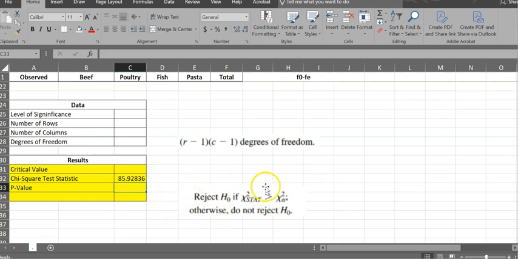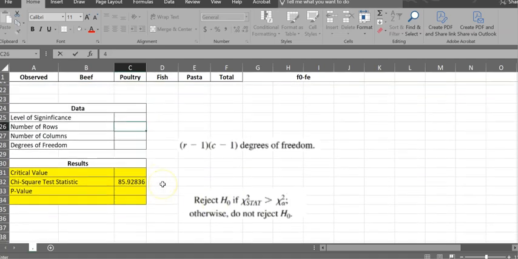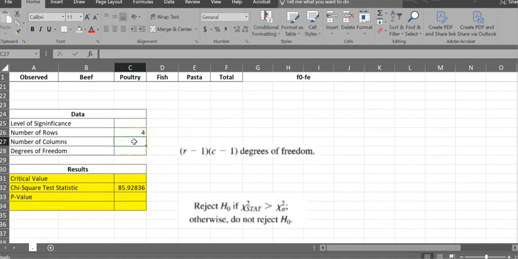So now, before going further, let's fill up this table. So the number of rows, there are 4 rows. You can read it on the table. You have 4 rows and 4 columns. So this is 4 by 4. So 4 enter, and this is number of columns 4. And this is degree of freedom. So degree of freedom, this is the formula. You just multiply the number of rows minus 1 times the number of columns minus 1.